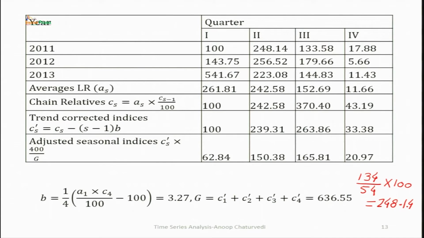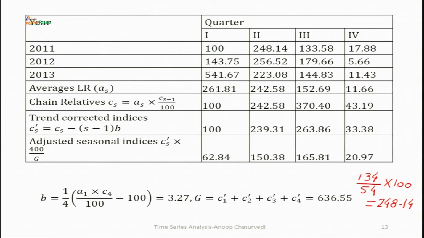Then we take averages. We take the average of link relatives for the first quarter, which is 261.81. The average of link relatives for the second quarter is 242.58. The average of link relatives for the third quarter is 152.69, and the average for the fourth quarter is 11.66. Then we calculate the chain relatives using this formula.